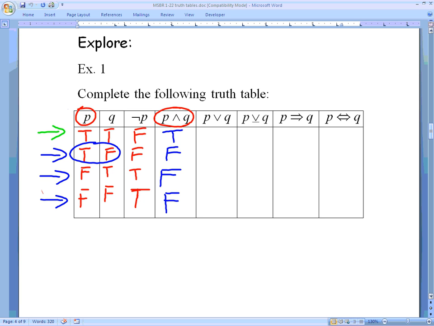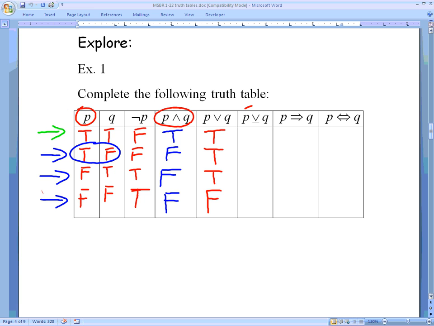Now, or, I need one or the other to be true. If I told someone it's either Monday or it's Tuesday, well, if it was either one of those, then I'm correct. Also, we assume that if they're both true, it's correct as well. So the first one, I've got P and Q both true, so that's true. And the second one, I just have P true, but that's good enough for or. The third one, I have just Q true, but that's good enough for or. The last one, neither is true, that's not good enough. So for or, you need one or the other or both.